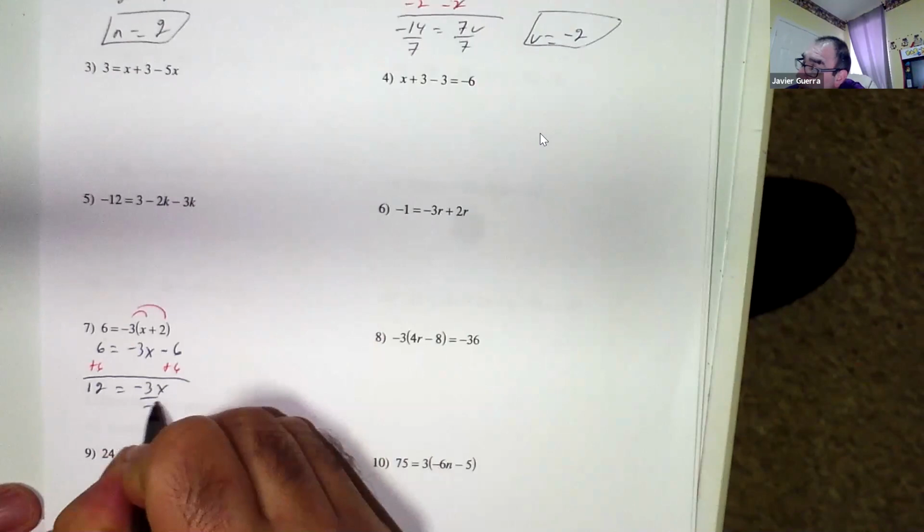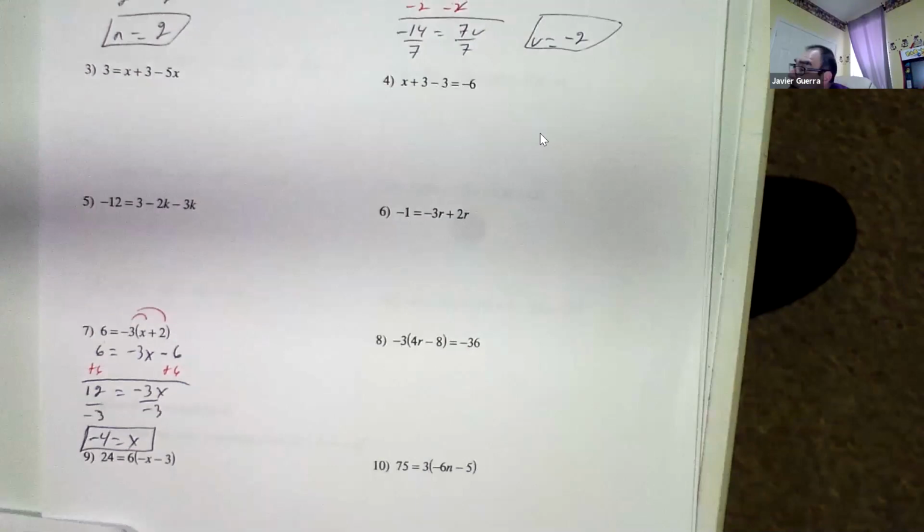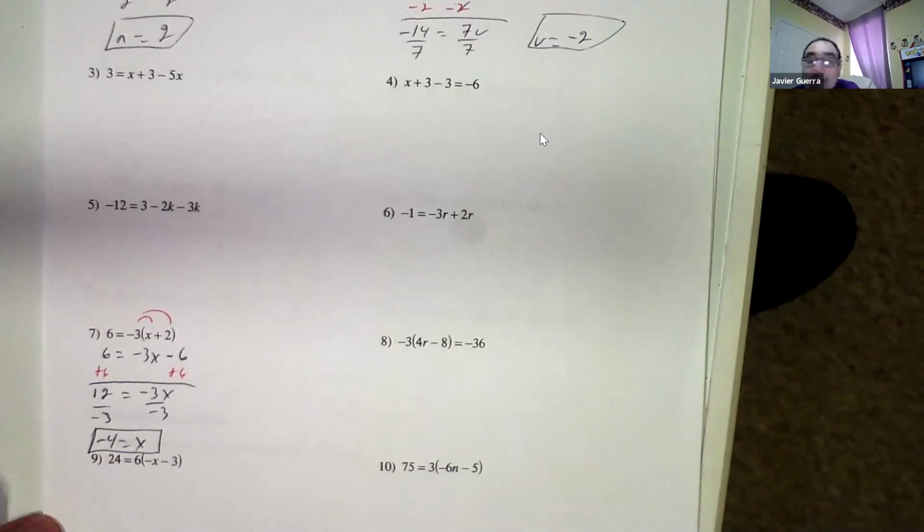Voila. So -4 is equal to x, or x is equal to -4. Pretty easy, guys. Pretty easy. Yes. So far. Okay. Cool. All right. The other ones are going to be similar. I'm going to go to the back page because then they involve a little bit more steps.